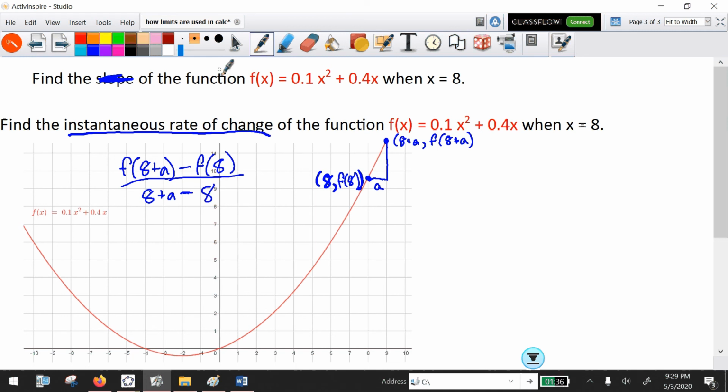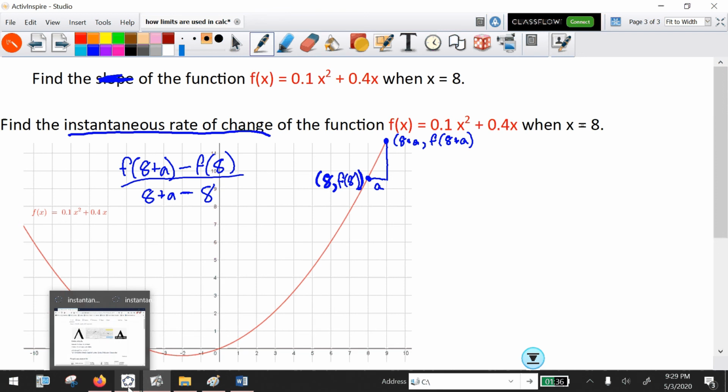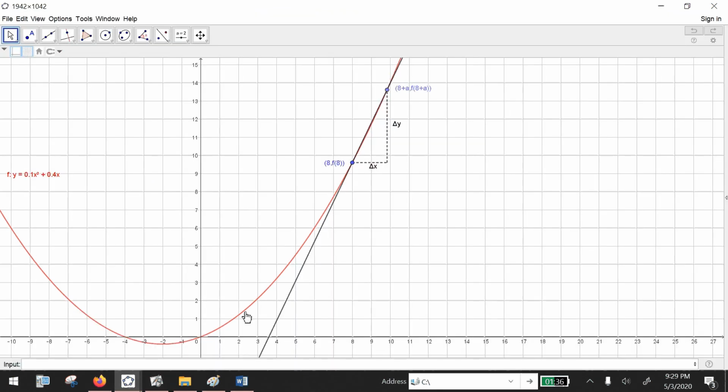What we want to do though is we want to take this triangle and make it smaller and smaller so that it actually approaches 8. I'll show you what I mean. Here's another diagram. We want to take this triangle here and make it smaller and smaller so that our tangent line, our instantaneous rate of change, is the slope between these 2 points.